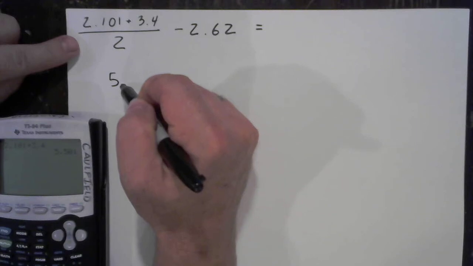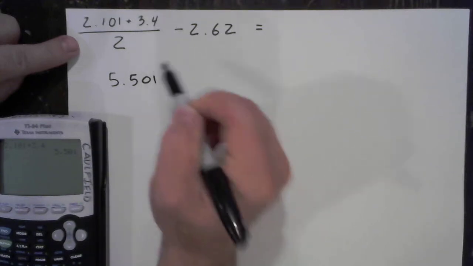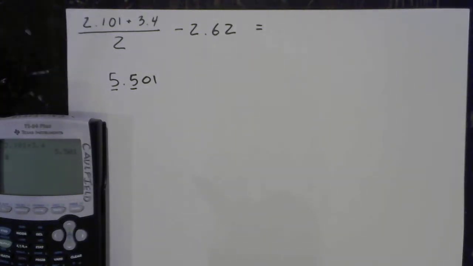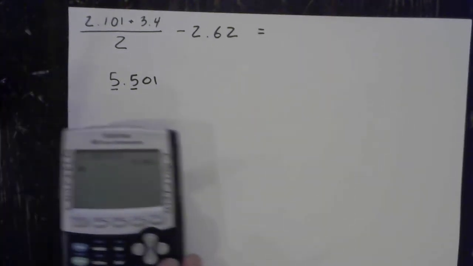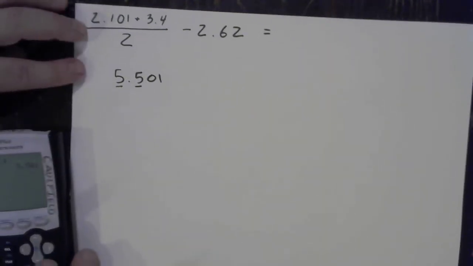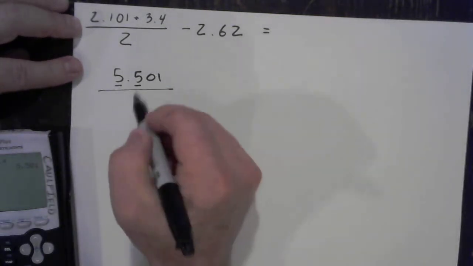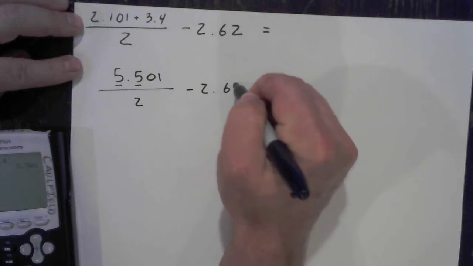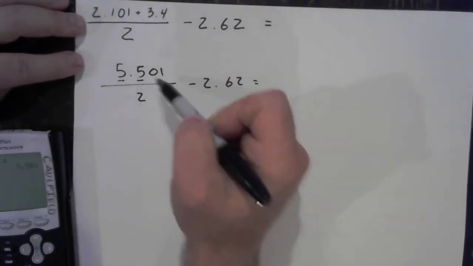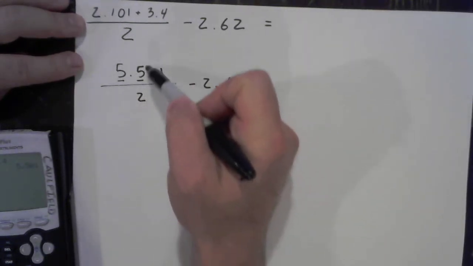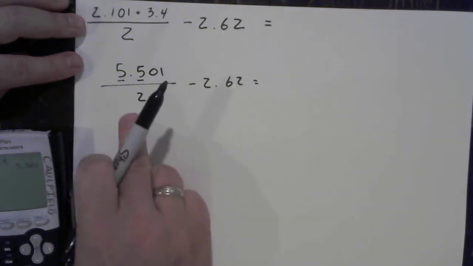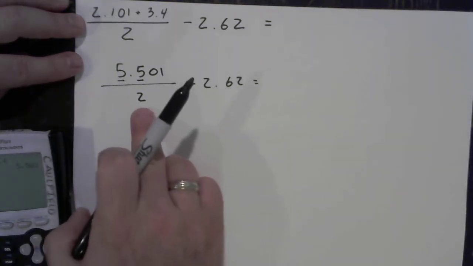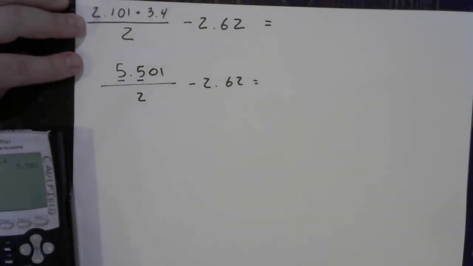So what I like to do is I'm going to write 5.501. I'm not going to round this. I put little marks underneath the numbers that are currently significant. Okay, so if I were to rewrite this, then I have a divide by 2, and I'm still going to have minus this number over here. So now mathematically what I would do is this step. Again, I have this infinite number of sig figs on this exact number of 2.